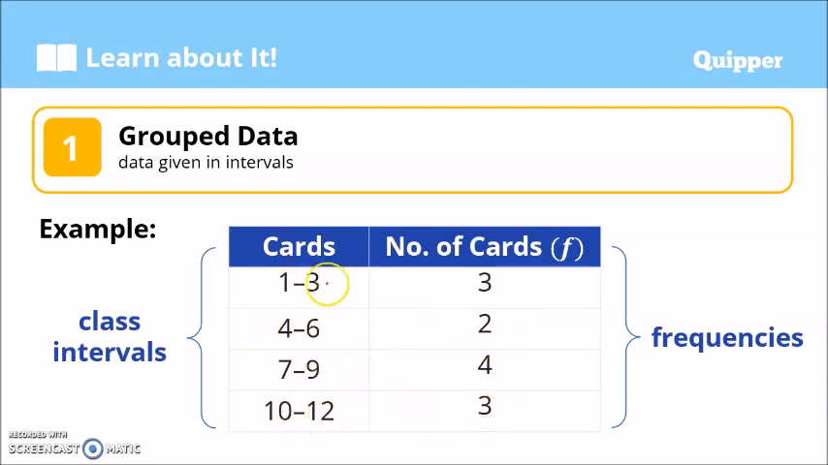So, pwedeng andito yung lowest class interval. Pwede din namang baliktad, dito sa baba yung 1 to 3, and then 4 to 6, 7 to 9, and then yung highest class interval would be 10 to 12 dito sa taas. Pwedeng ganon. Okay? So, again, these are the class intervals and these are the frequencies. So, this is an example of a group data.